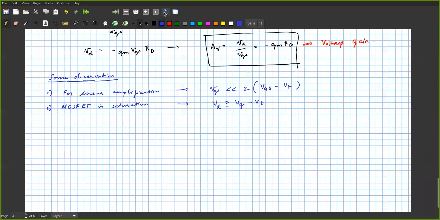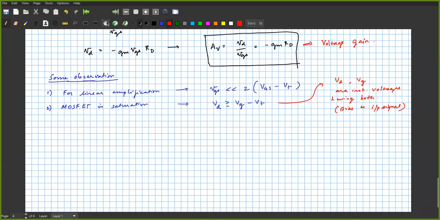Okay. So here VD and VG are instantaneous voltages, having both bias and input signal as their sources. Okay, so they have both bias and input signal.